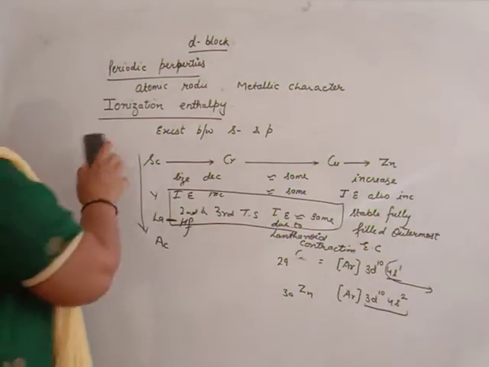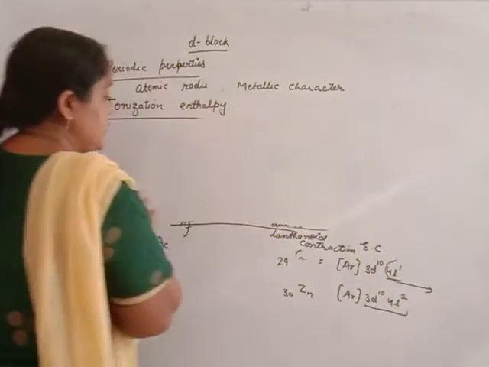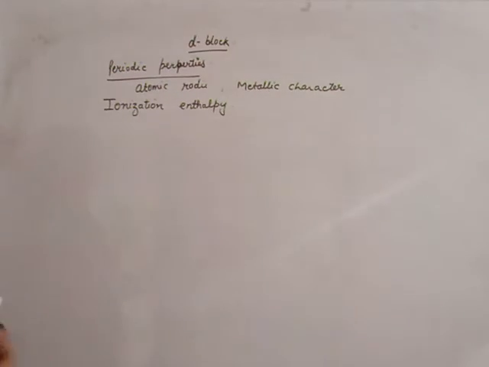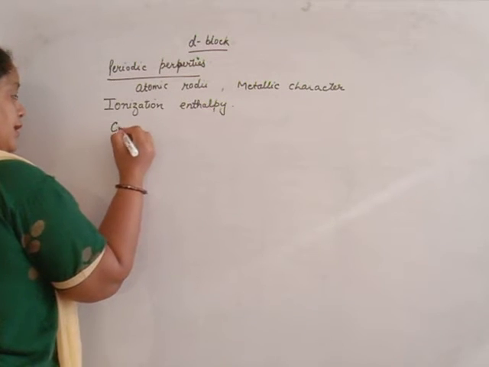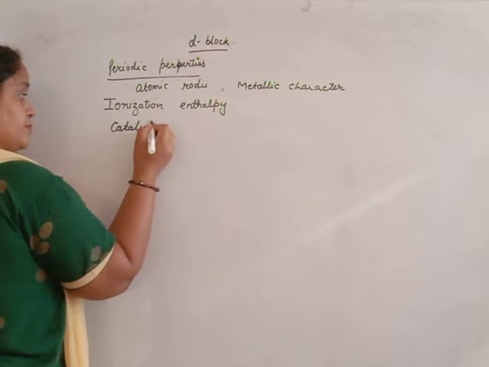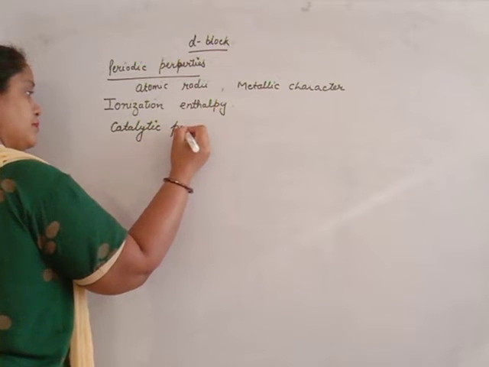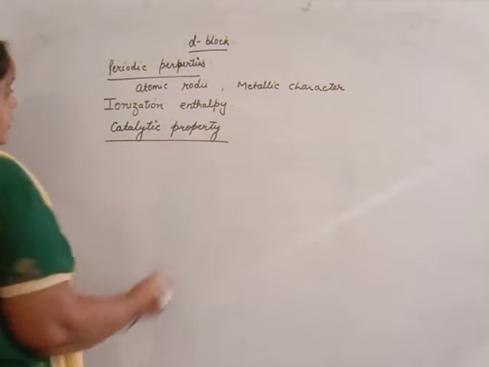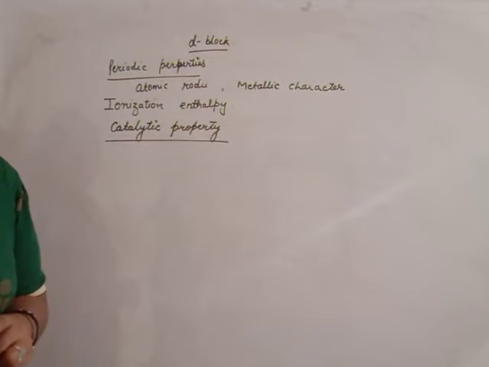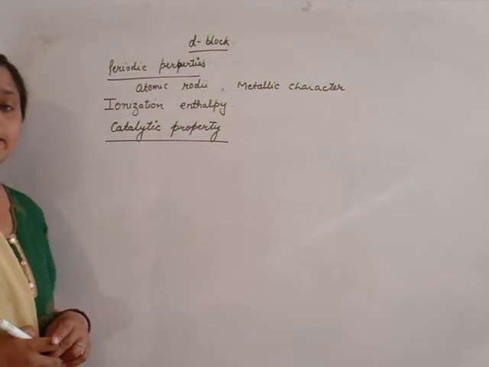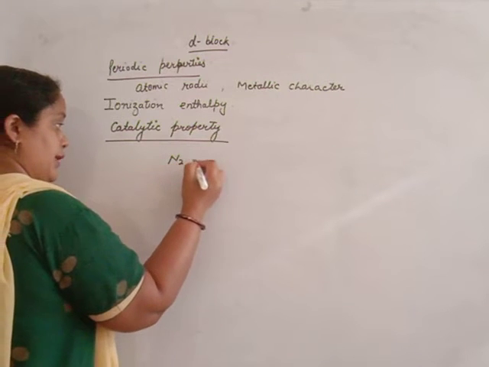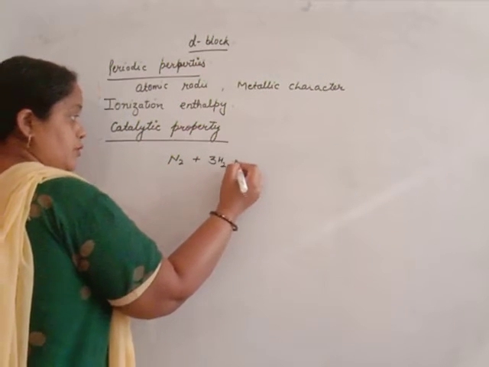Now our next property is the catalytic property. Due to the catalytic property, mostly d block elements act as catalysts for various reactions. Let's take one example: nitrogen plus hydrogen to give ammonia.